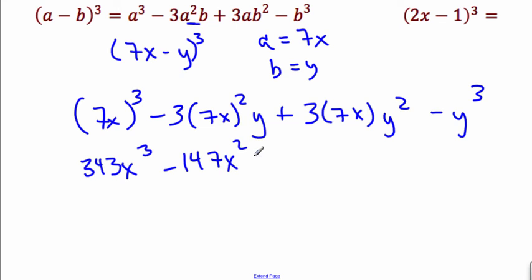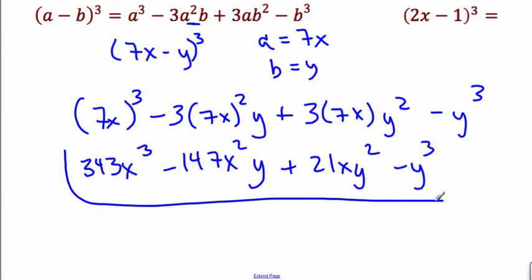x squared with a y. Next we get 3 times 7, which is 21x, x with a y squared, minus y to the third power. These are all different here, so we can't put them together, but look, we're done.